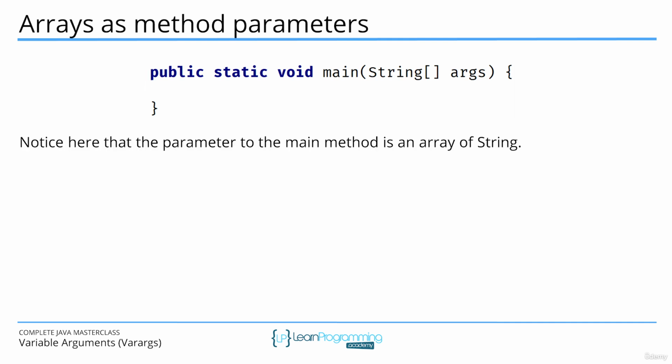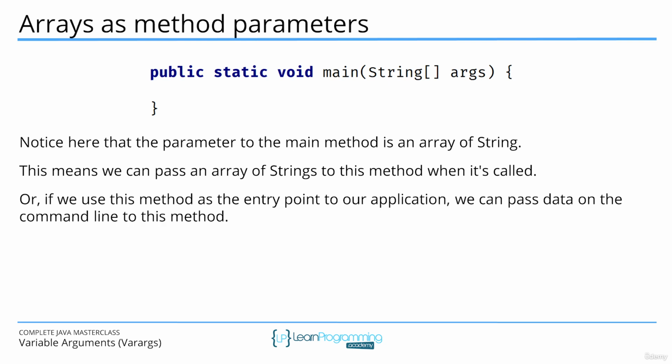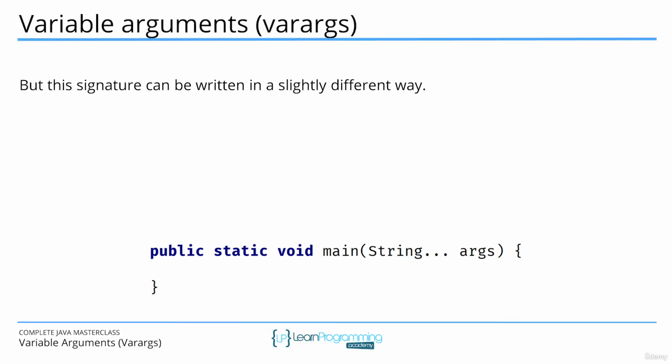Notice here, if you haven't noticed before, that the parameter to the main method is an array of string. This means we can pass an array of strings to this method when it's called. Or, if we use this method as the entry point to our application, we can pass data on the command line to this method. Up until now, I've only shown you this particular method signature, but this signature can be written in a slightly different way.